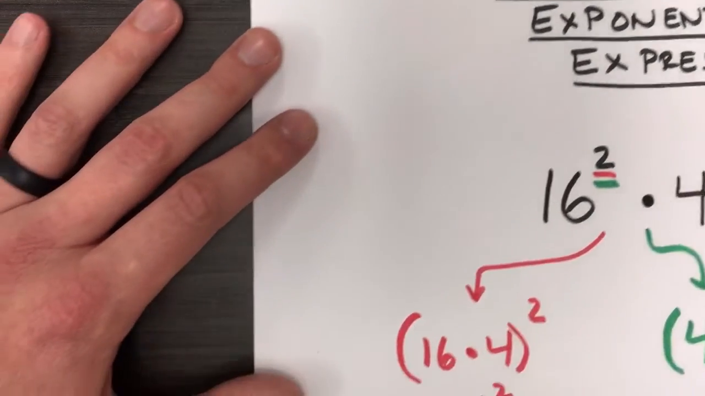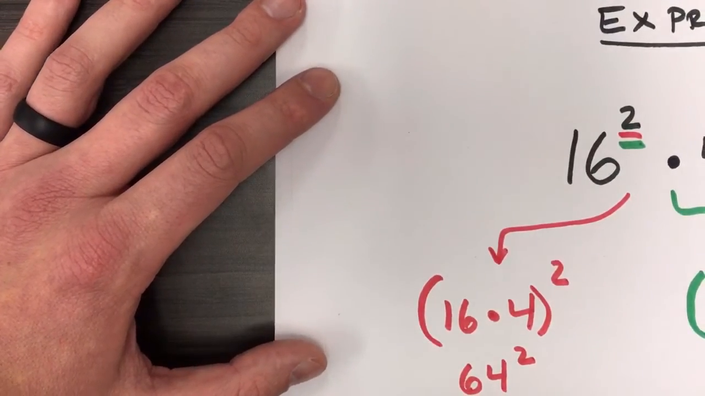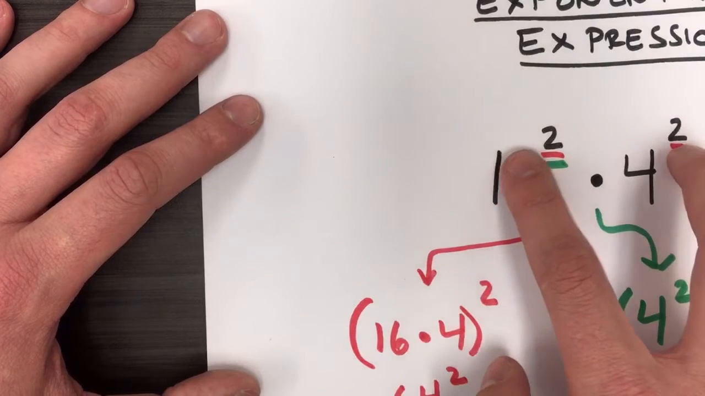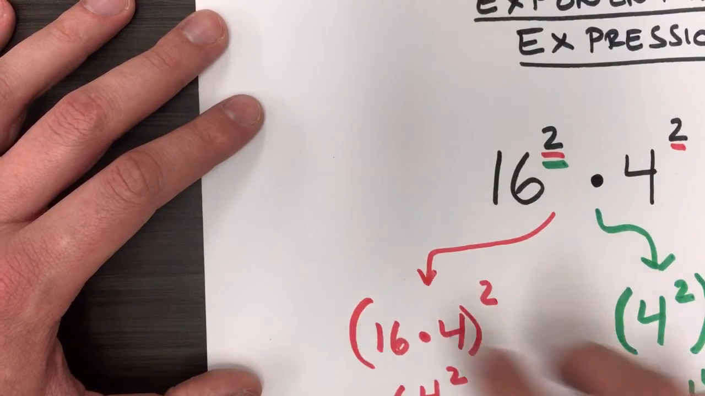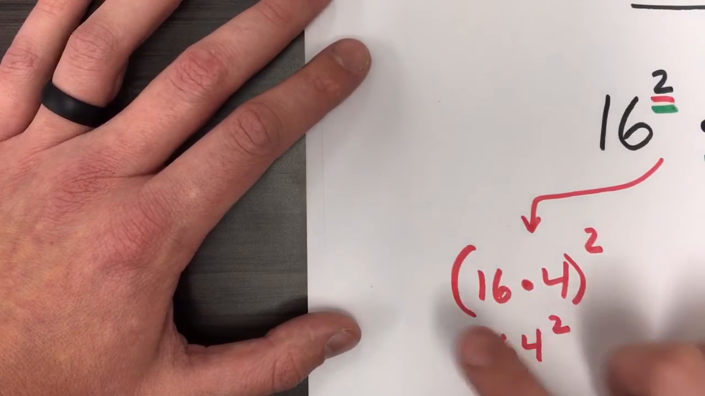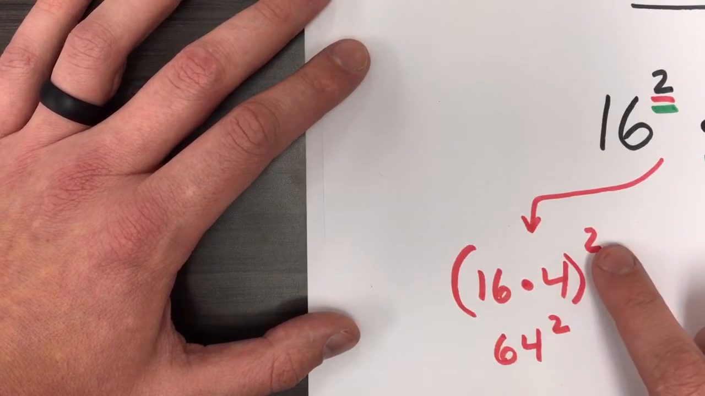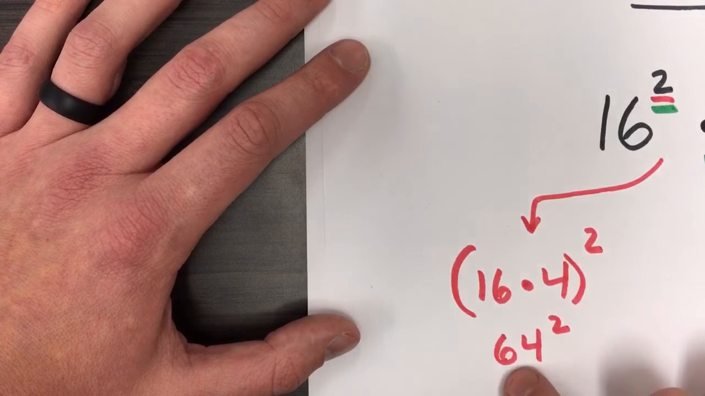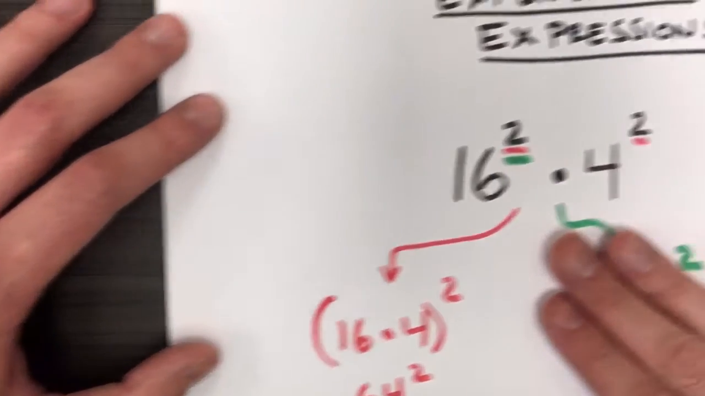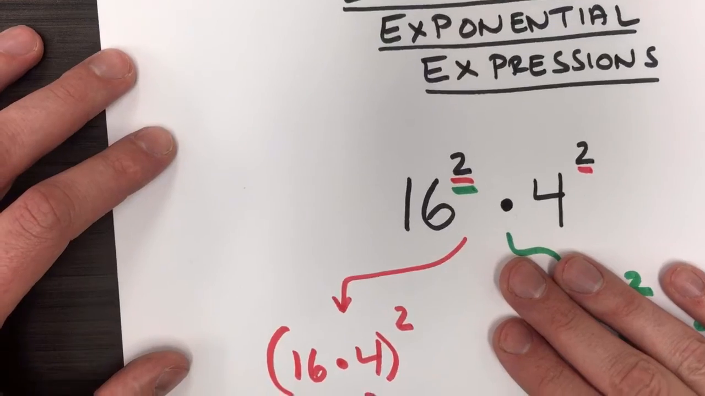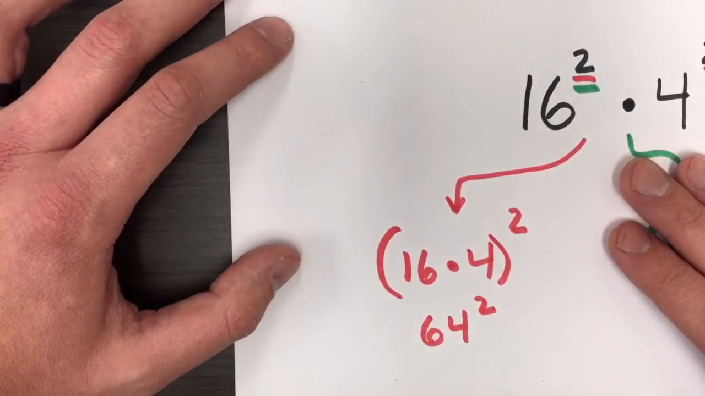So what I'm going to do is look at this one over here. I have 16 squared times 4 squared. If they have the same exponent, what I can do is put them in the same set of parentheses with the same exponent up top. So that's the same as saying 16 times 4, all squared. 16 times 4 is 64, and then I can write that as 64 squared. So what I'm doing is essentially taking this whole thing and multiplying it but keeping the same exponent.